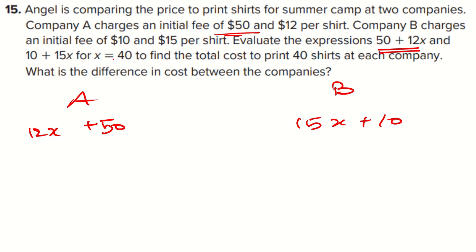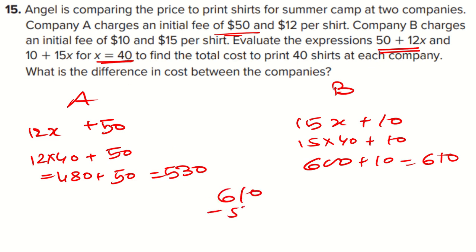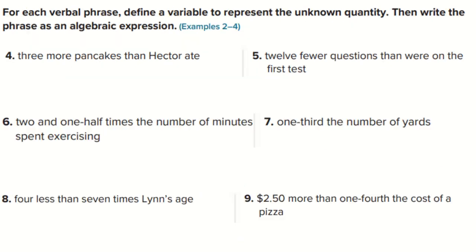Okay, now for 40 shirts, it is 12 multiplied by 40 plus 50. 12 multiplied by 40 is 480 plus 50, it is 530. And here 15 multiplied by 40 plus 10 means 600 plus 10, that is 610. Now they ask what is the difference? So difference means bigger number minus smaller number, it will be $80. Okay. Now these are the very easy questions.